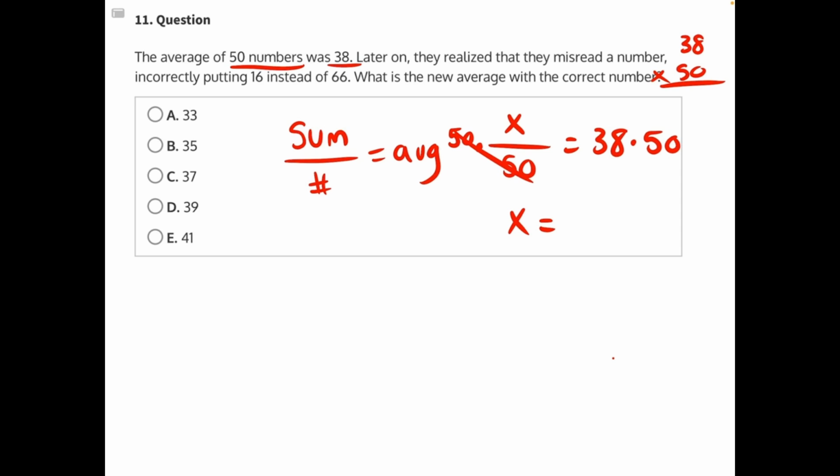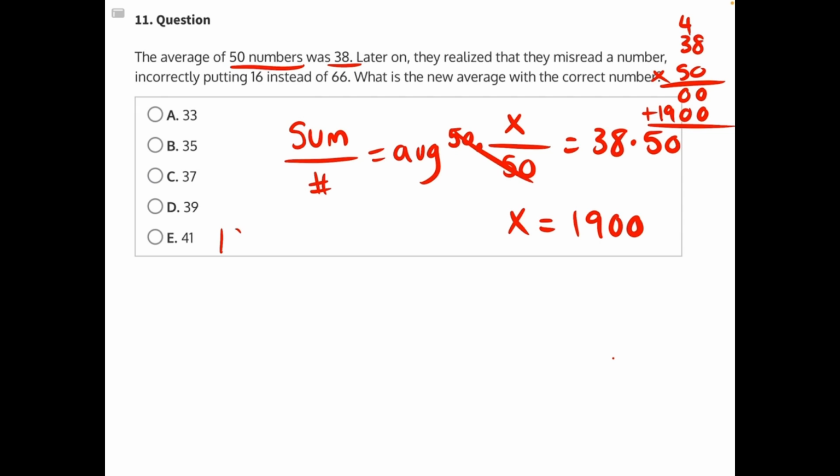0 times anything is just 0, placeholder 0. 5 times 8 is 40. 5 times 3 is 15, plus 4 is 19. So we will have x equals 1900. So that was our original sum.